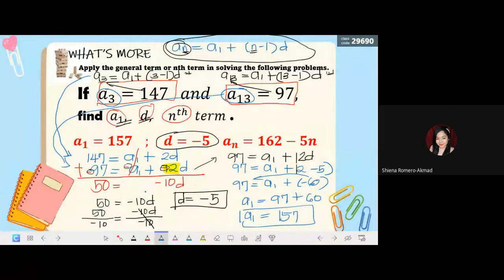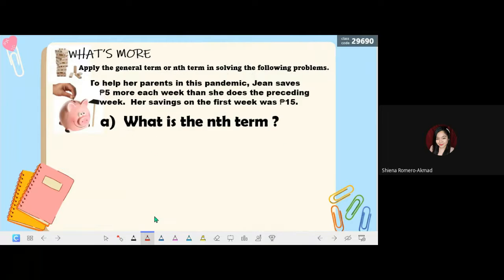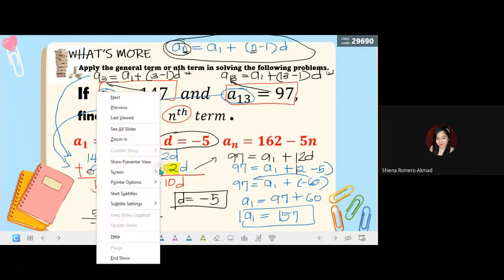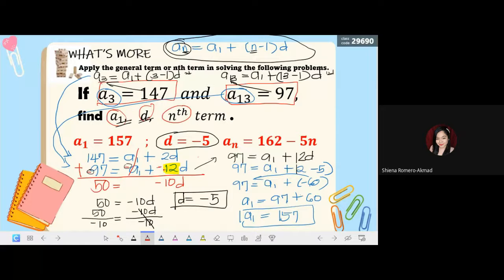So, ganun ka-importante na alam dapat ninyo. Tulad nito, natabunan kasi siya eh. So, usog nga natin ng konti yung negative. Yung negative na part. Nawala na siya. Okay? So, A sub 1 is 157. Now, we are done with difference. We are done with A sub 1. Ang hindi na lang natin nakukuha pa ay yung end term.